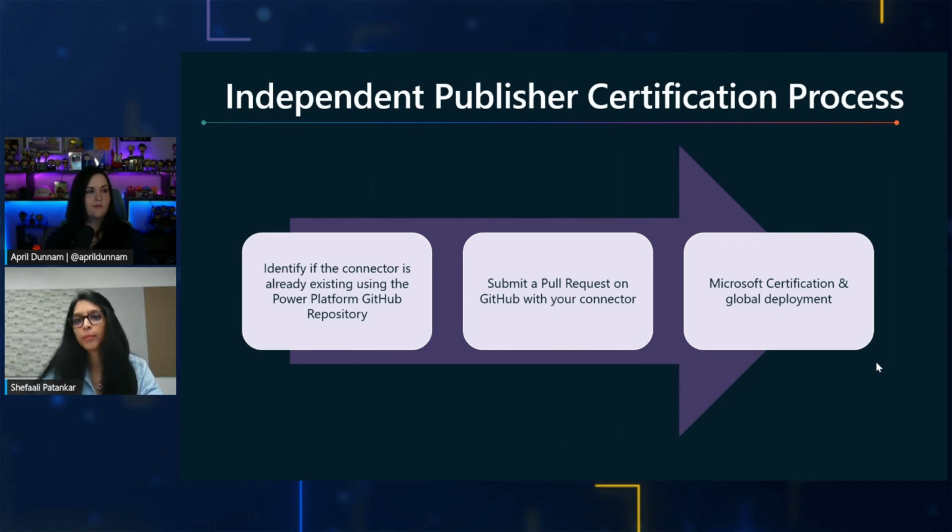And we also have independent publishers who are associated with us. And for them, the certification process is quite simple. So what they have to do is identify if the connector already exists using the Power Platform GitHub repository. If it does not exist, then they can submit a pull request on GitHub with their connector details. And Microsoft will then approve their PR, certify it, and proceed with the global deployment.